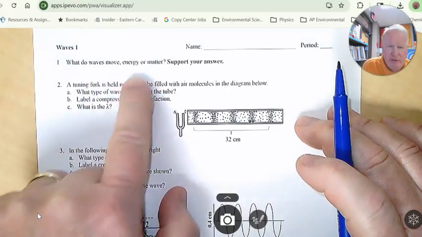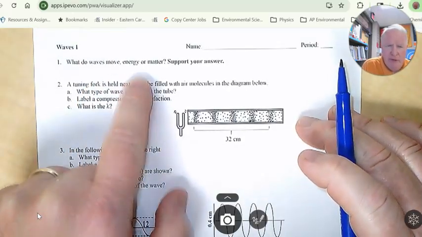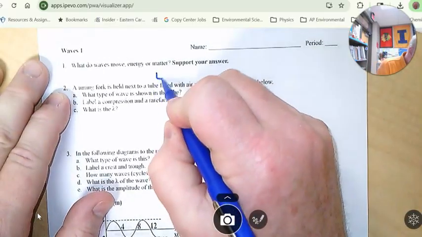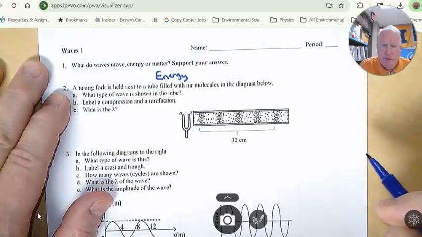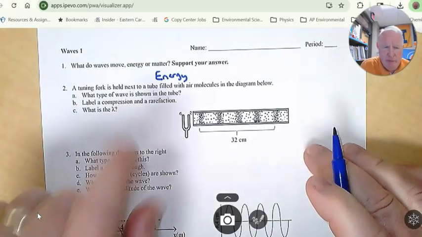First question just asks us the definition of a wave. A wave moves energy. And so most of the times the particles themselves don't move. It's just the energy of the wave that's moving.